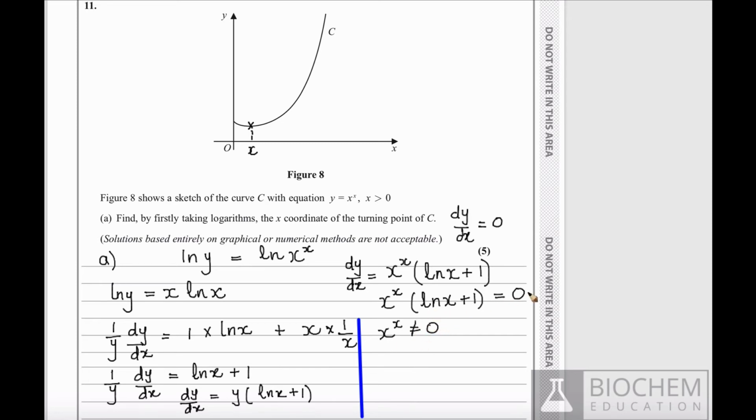Whereas equating the other factor to 0, we can get a value of x. So writing down ln x plus 1 equals 0. Taking plus 1 to the other side, it becomes ln x equals -1. Now we have to remove the logs, and we know that ln is log to the base e. So we can remove it by saying e to the power of -1 equals x. And this is our final answer for the x-coordinate of the turning point of the curve.